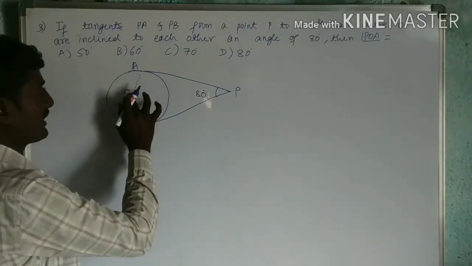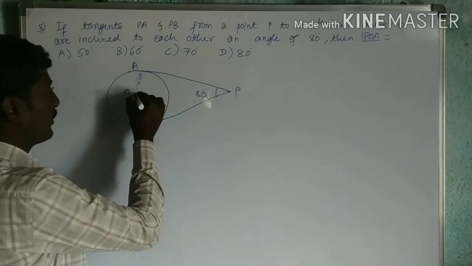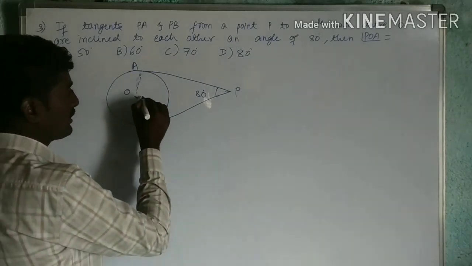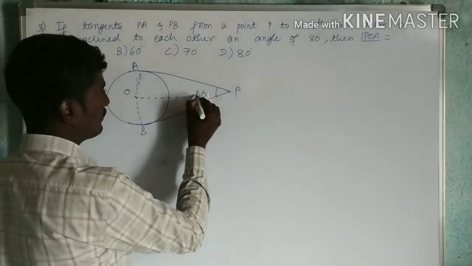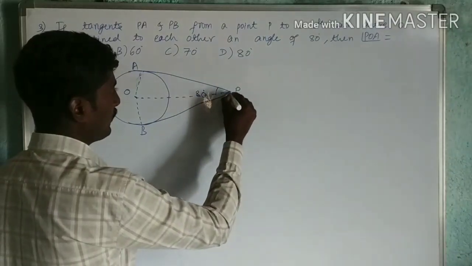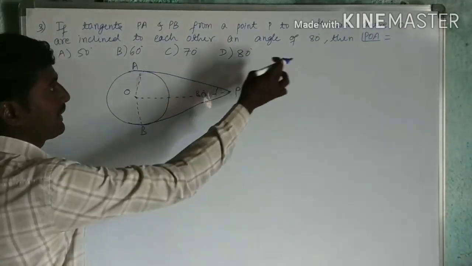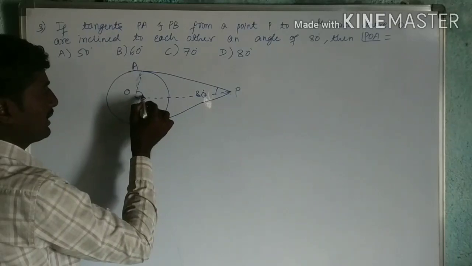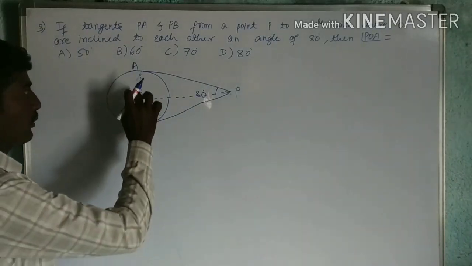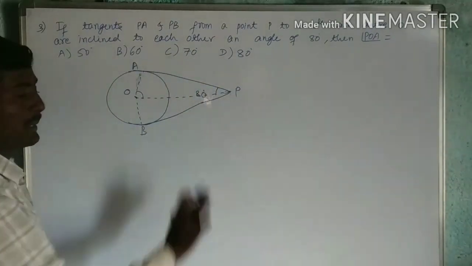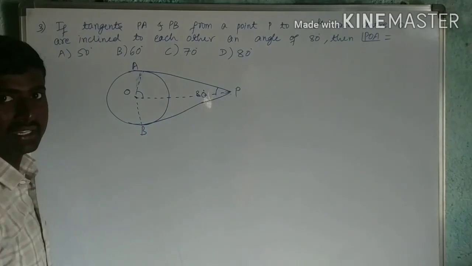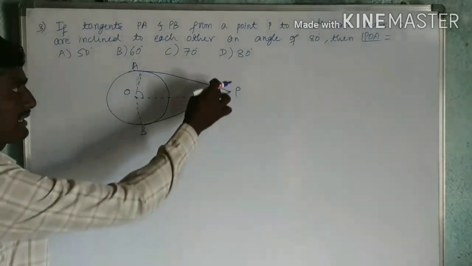So let us join the radii OA and OB. These are the two radii. Now we can join OP also. Now we have to find what? We have to find angle POA. This angle we have to find. Now since OA and PA are perpendicular, this angle is 90 degrees. These two are 90.